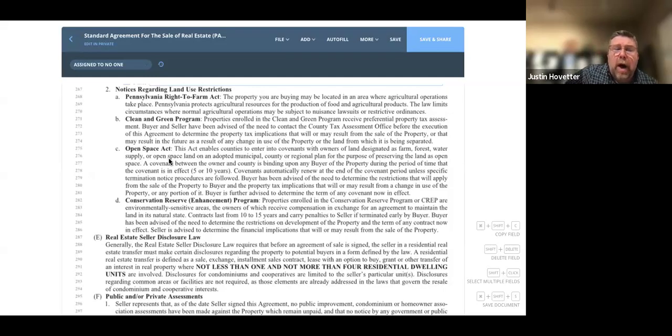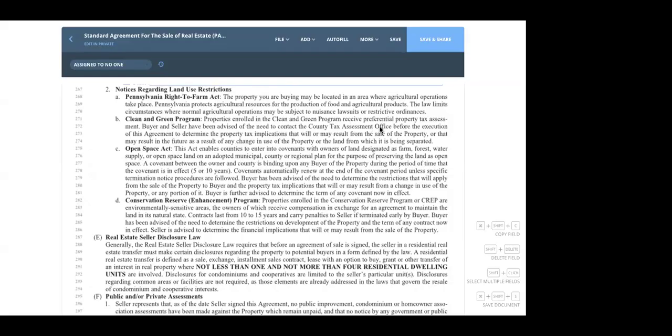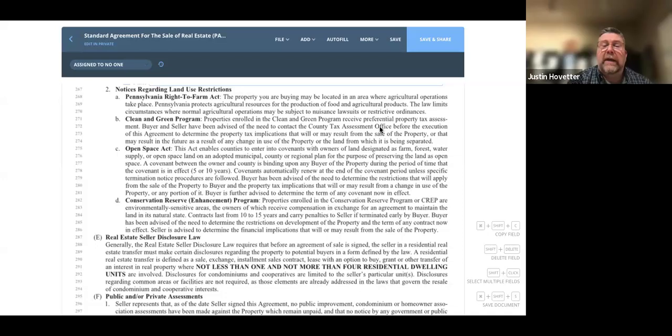It is a voluntary enrollment. Properties enrolled in the Clean and Green program receive preferential property tax assessment. Buyer and seller have been advised of the need to contact the county tax assessment office. Listen to that. Buyer and seller have been advised, so we are the ones advising that they need to transfer that application to keep that preferential tax.